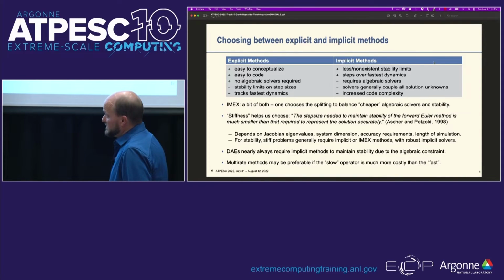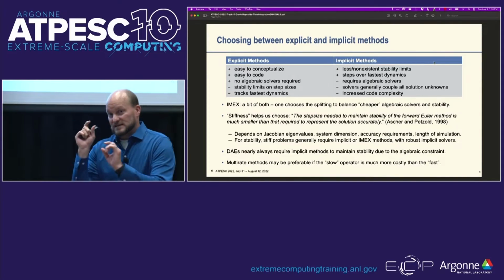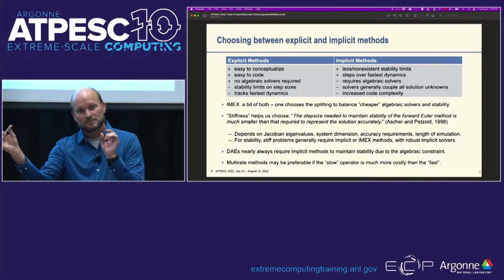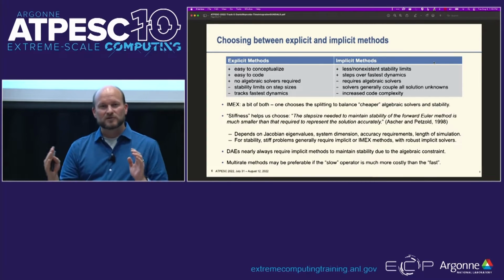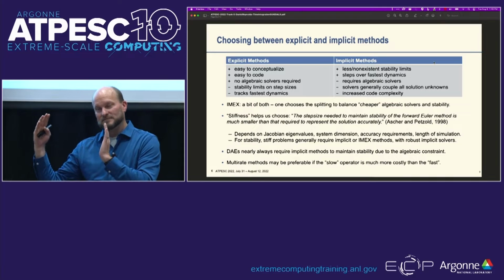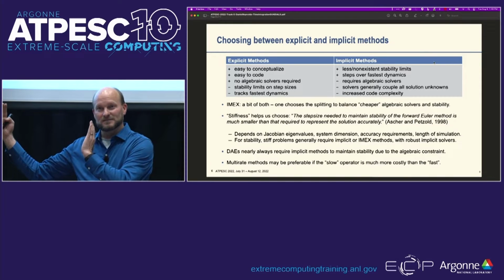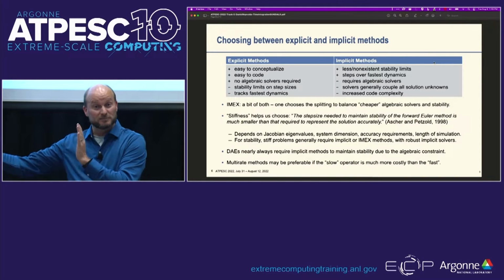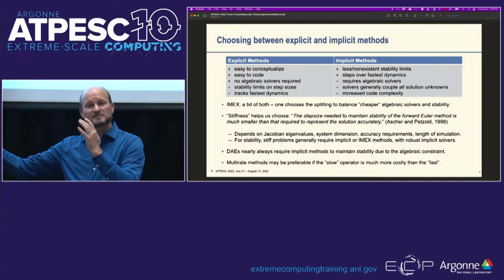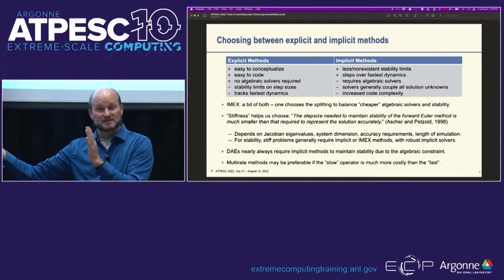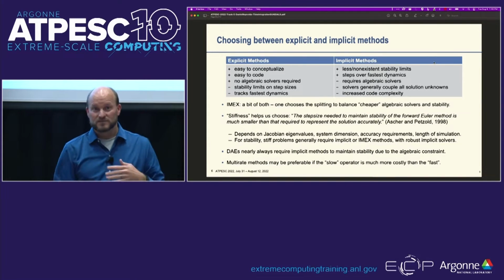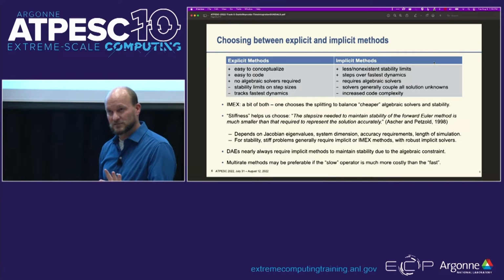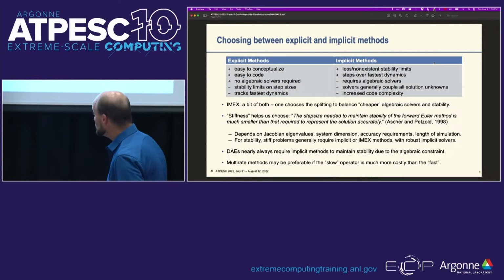Now, multi-rate methods are ones where you're going to take some parts with big steps and some parts with little steps. Those can be preferable if an accurate step for the slow operator could be really big, but that slow operator is so expensive to calculate, you don't want to calculate it as frequently as the fast operator. So again, that's a rule of thumb to think about.